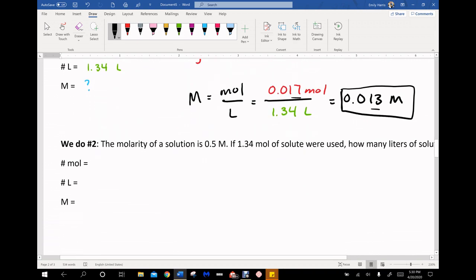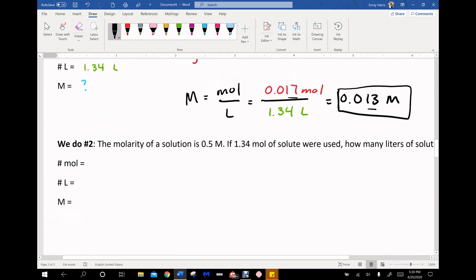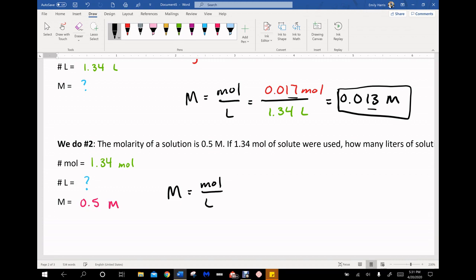All right, so now let's go to this next problem right quick. And you can see these problems are a little bit faster than some others that we've worked in the past. In this case, they actually tell us the molarity of a solution. They tell us it's 0.5 molar, and they let us know that we've used 1.34 moles of our solute. So this time, what they're asking us to solve for is the liters of solution. All of our values are in the right units, so we're ready to proceed.